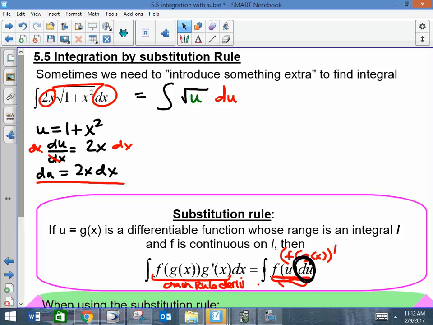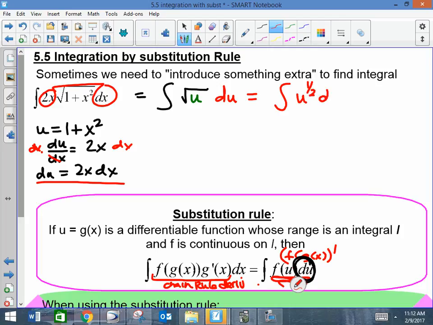We can manipulate with the constants, but if the x wasn't there, we'd have a problem. We'd have to try something else. Good question. All right, so let's take the derivative. What do we probably want to change that to? U to the 1/2. Good job. And then for u to the 1/2, we need an antiderivative.